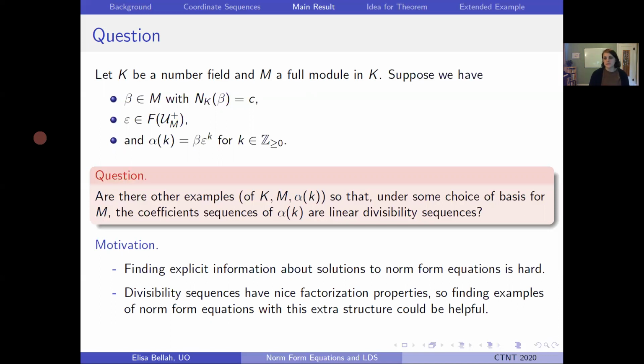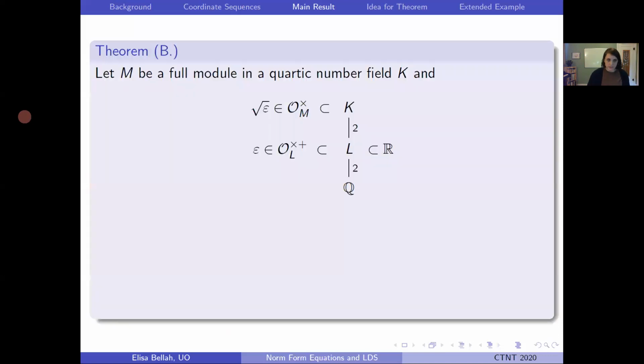I'll say the trouble with this question is that as soon as the degree of your unit is bigger than 2, you're looking for higher order linear divisibility sequences, which tends to be quite challenging as well. So it's difficult to say things very broadly and generally, but what we can show is that this does happen in at least one other type of case.